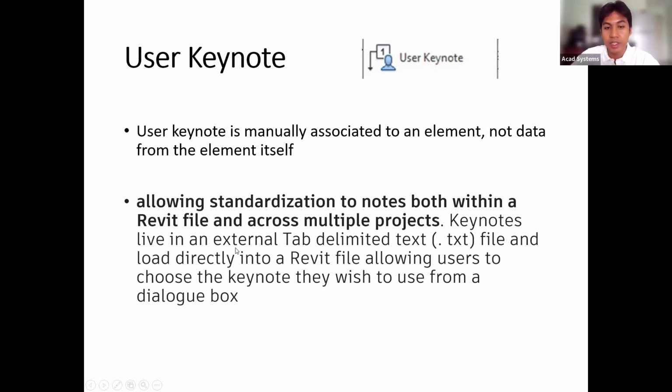Keynotes live in external tab delimited text files, and load directly into the Revit file, allowing users to choose the keynote they wish to use from a dialog box. So it means usually we will have a specification, we have lists of keynotes, we have our furniture, our finishing, our paint, all of them have their own codes, right? And you want to standardize it between all of your projects, let's say. So your tagging can refer to that one specification text file that you created, and it links to Revit, and you can get the data by using this keynote.